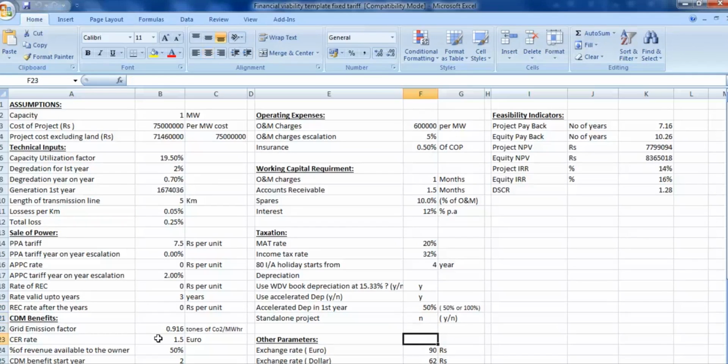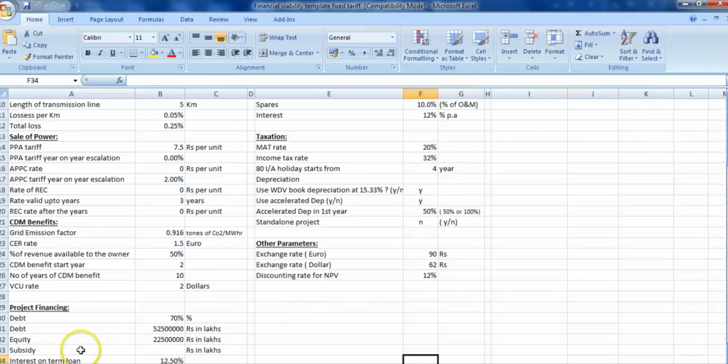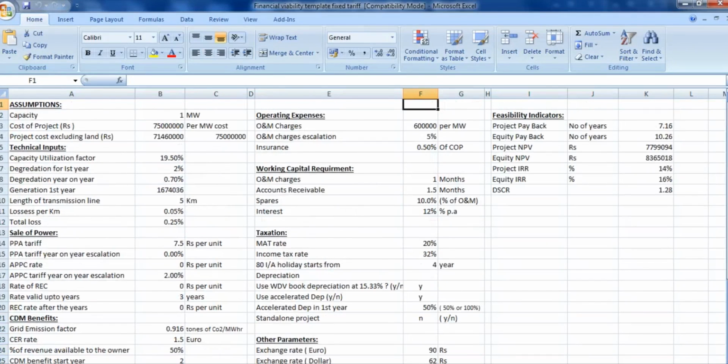So, once you fix all these parameters, we can see that the project IRR is coming 14% and equity IRR is coming 16%, and the debt service coverage ratio is 1.28, which is a little higher than what the banks normally expect.